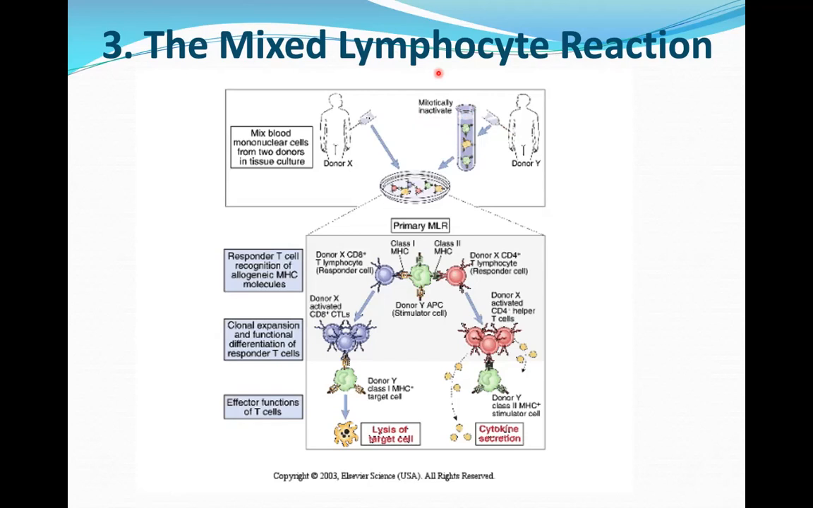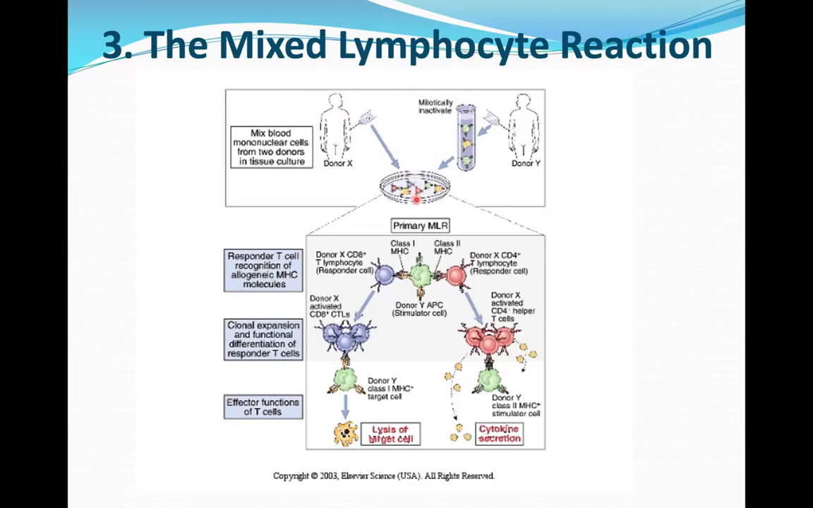The amount of radiation these cells get isn't enough to kill the cells, but it's enough to prevent those cells from proliferating or from functioning to make active cytokines. So basically, these are just neutral cells expressing the HLA donor Y. So now you mix these irradiated cells with the live viable cells of donor X.